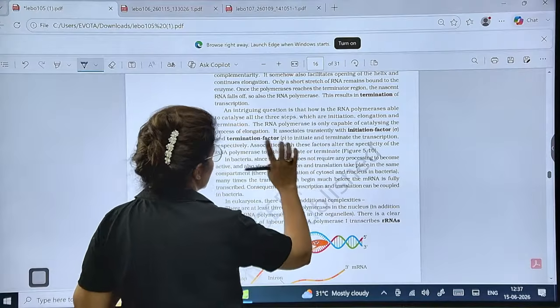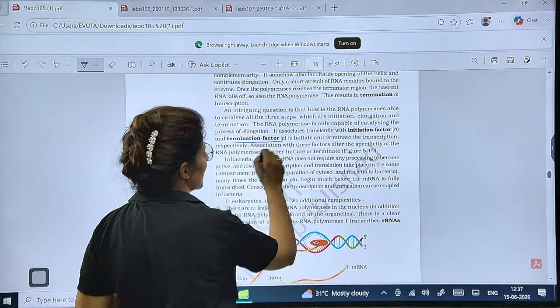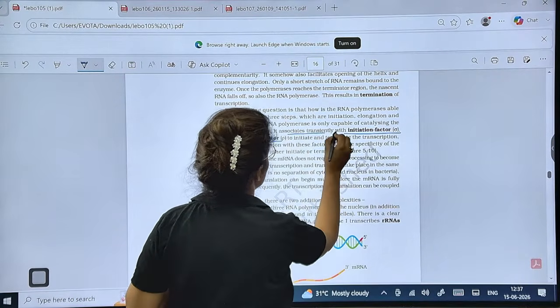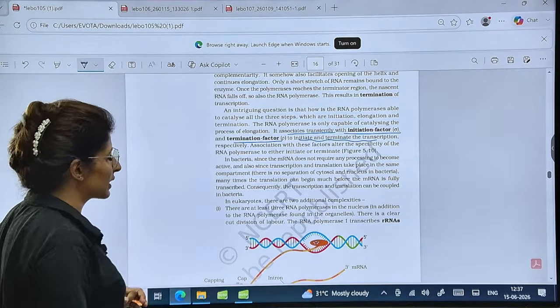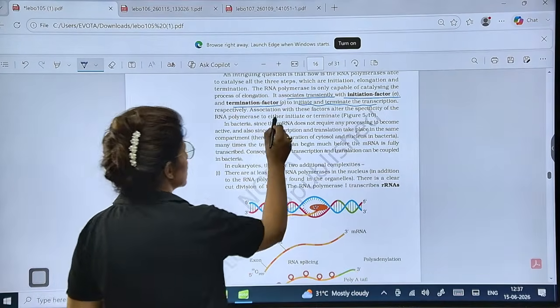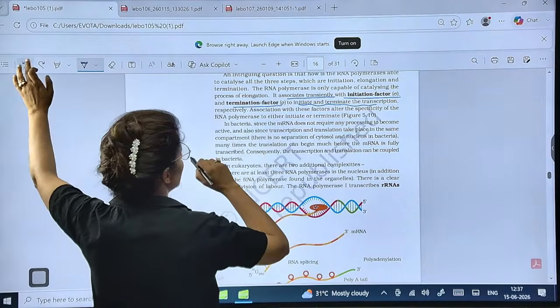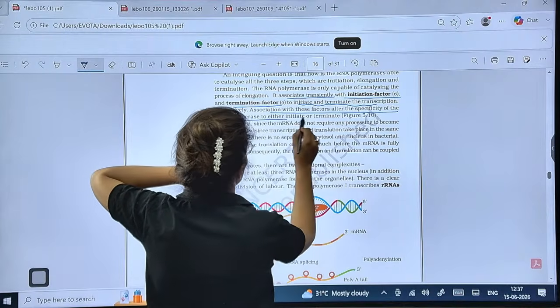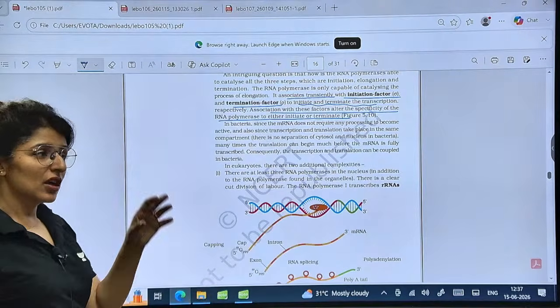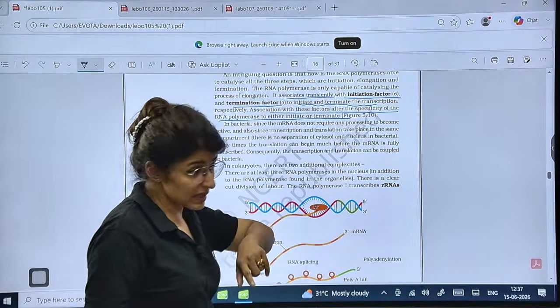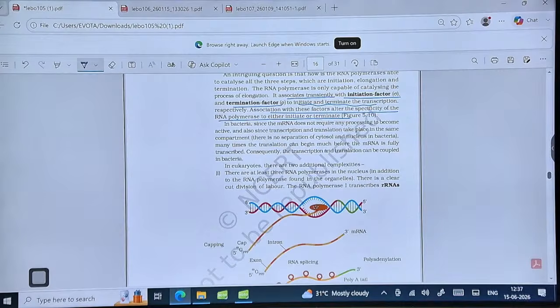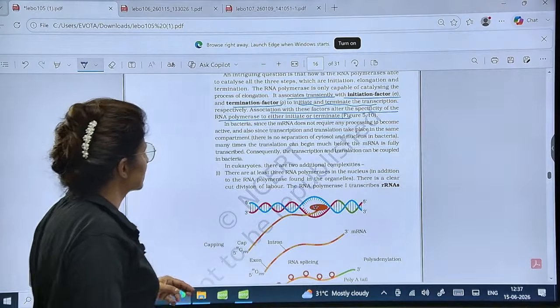So this is what I have already explained. The termination factor, the rho factor, and the initiation factor, that is the sigma factor, associate temporarily to initiate or terminate the process. Now, association with these factors alters the specificity of RNA polymerase, whether it is going to initiate or terminate. So the same enzyme will terminate as well as initiate depending upon the regulatory sequences that it is binding to. Are these points clear to everyone? Right?